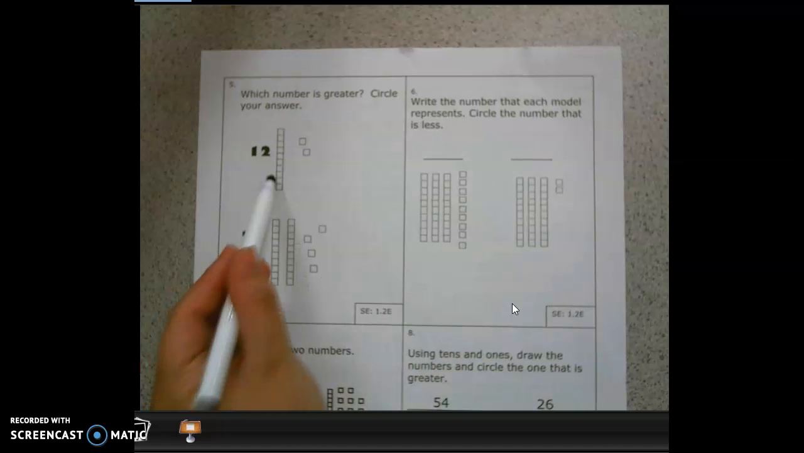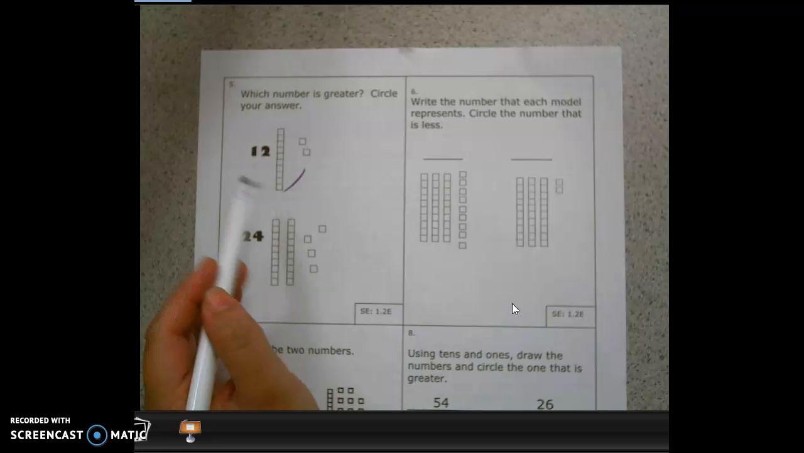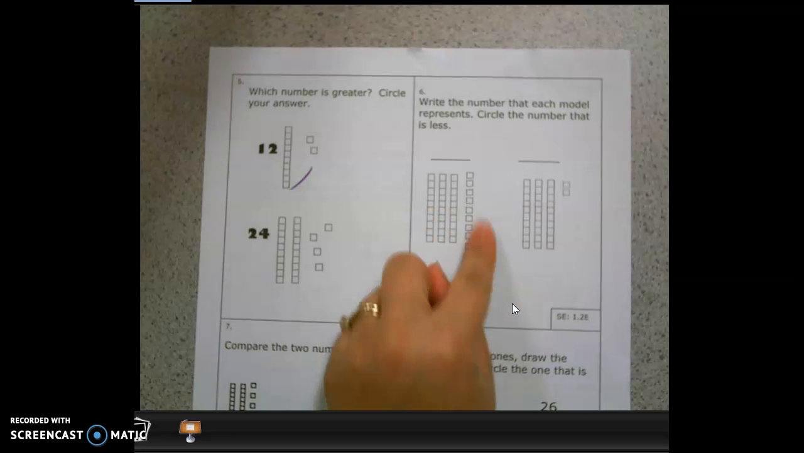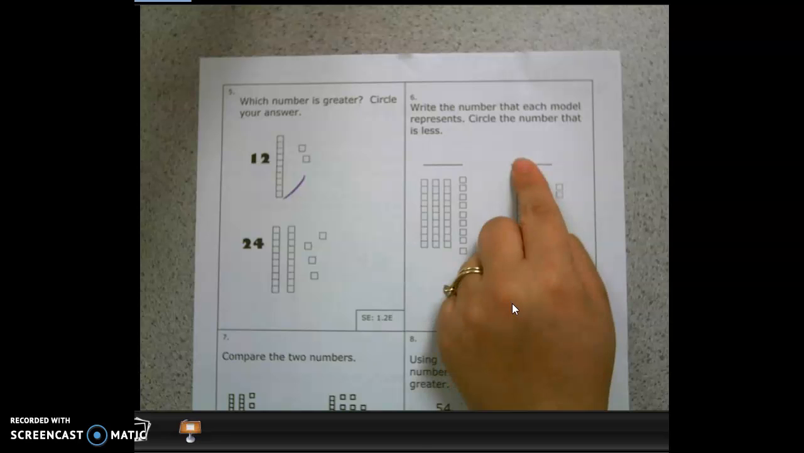So you're going to look at these 2 numbers. There's a pictorial model next to them, boys and girls. You're going to circle the number that is greater. Number 6. Write the number that each model represents. Circle the number that is less. So I want you to count how many you see here and write the number up here. Count how many you see, write the number in standard form right here.